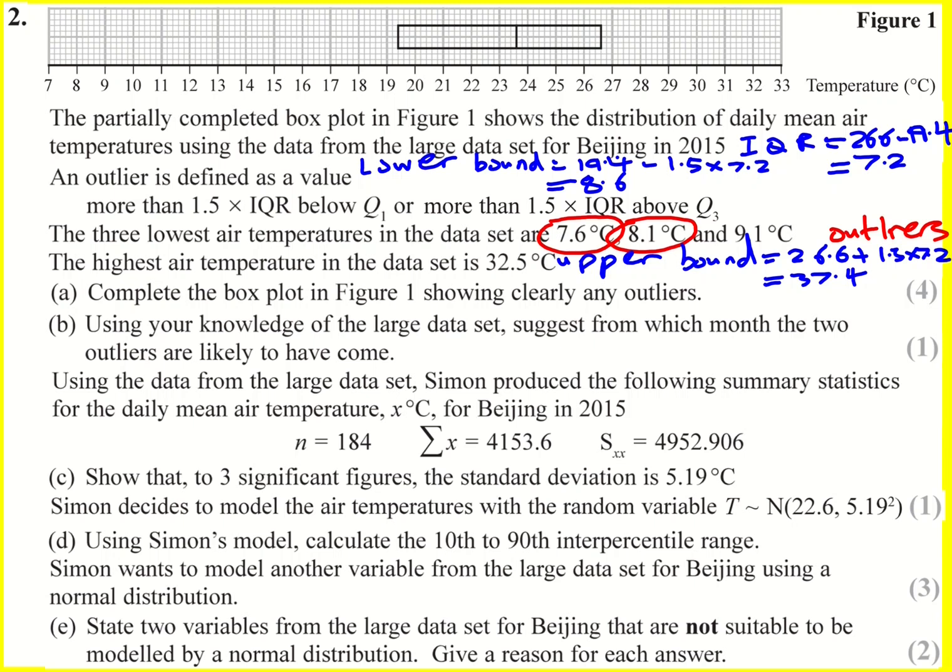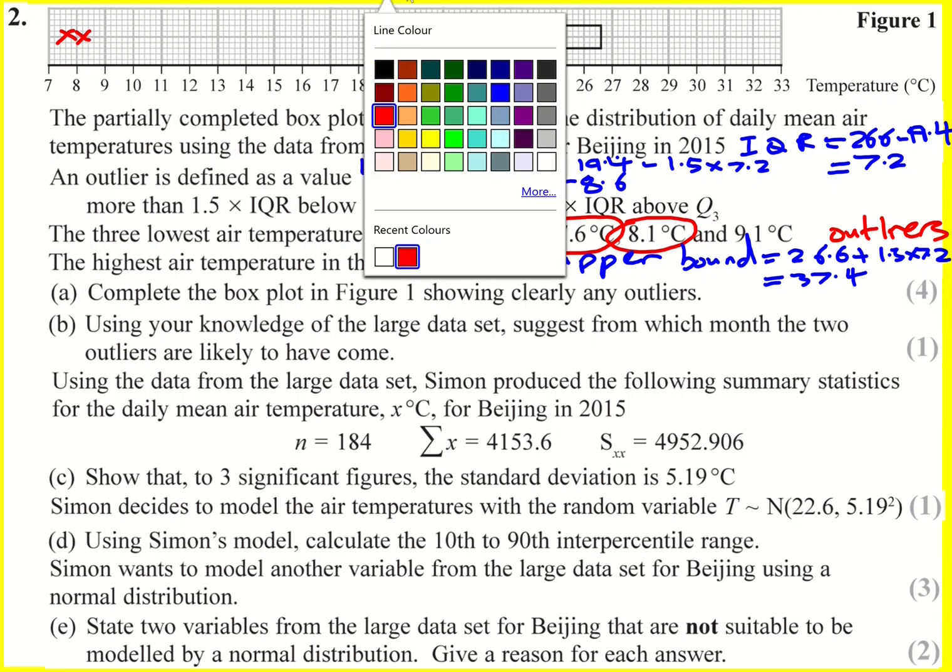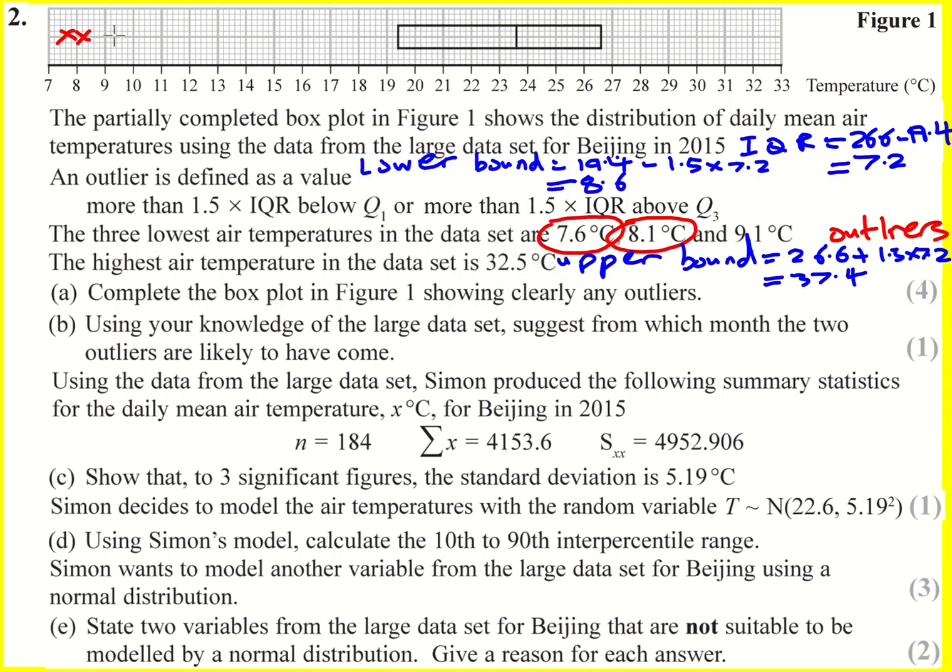Right, and now we can complete our diagram. So I need to put little crosses where 7.6 is and 8.1. Then ignoring those, my minimum value is going to be 9.1. And my highest value, 32.5. So there we go. This is our completed box plot.